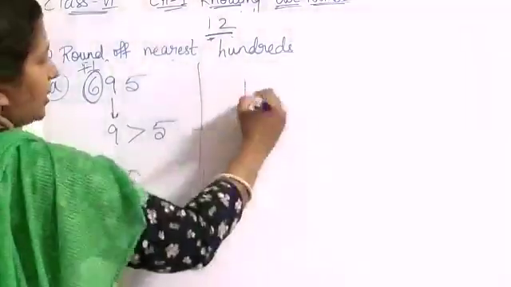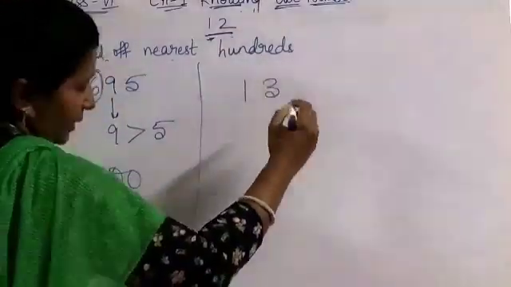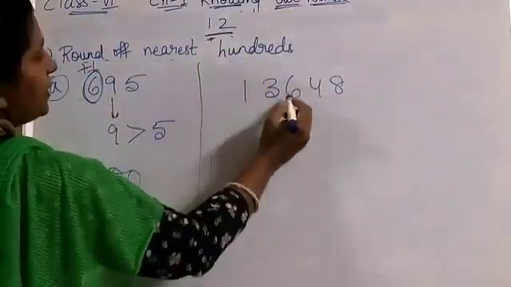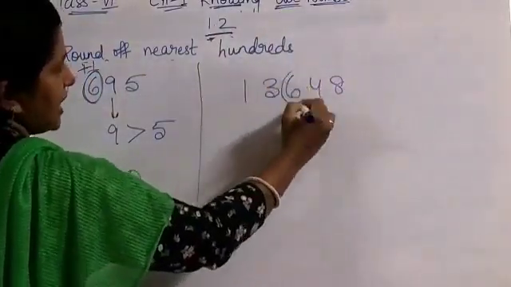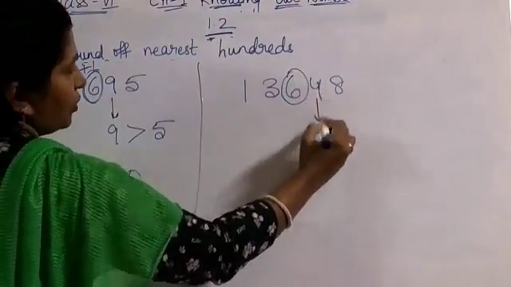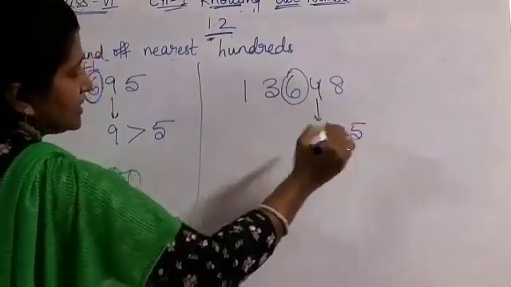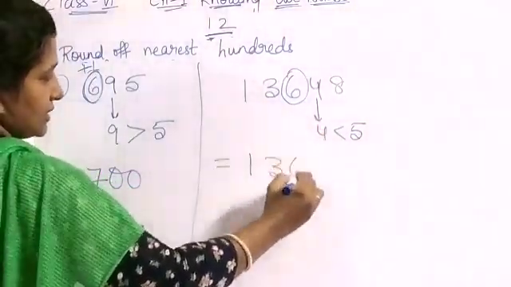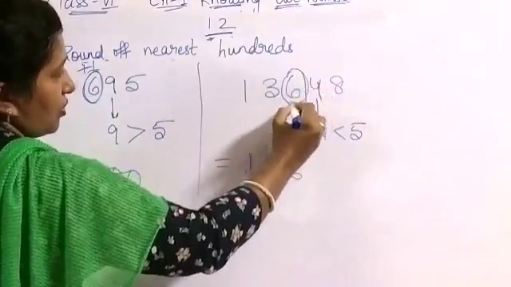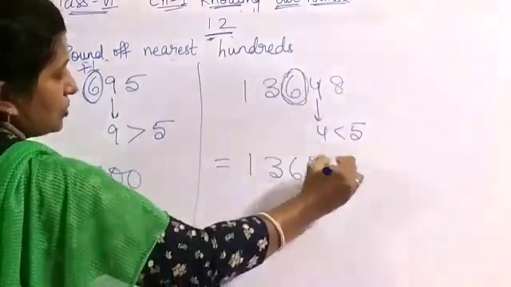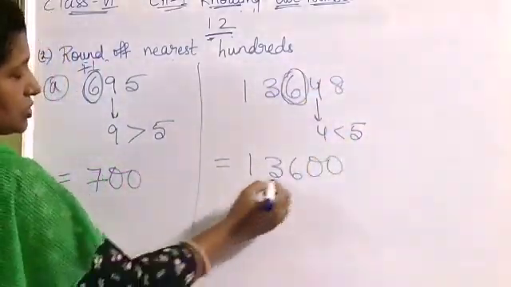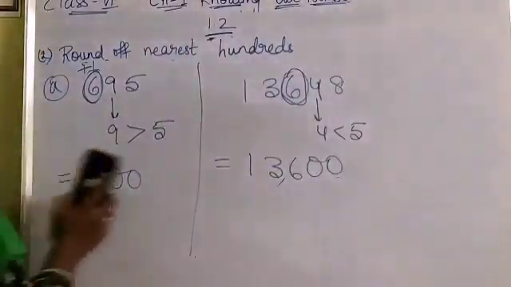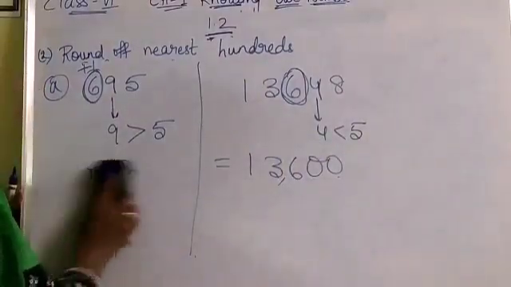For example, here one more big number I will take. 1, 3, 6, 4, 8. Round off nearest hundreds. Ones, tens, hundreds. This is the hundreds place. Now drag this 4. Compare with 5. So 4 is less than 5. So no need to add. But 1, 3, 6. And after 6, after this round off, how many are there? 2 digits are there. So 2 zeros you keep. So 13,600 is the nearest 100 value for 13,648. Coming to third one.